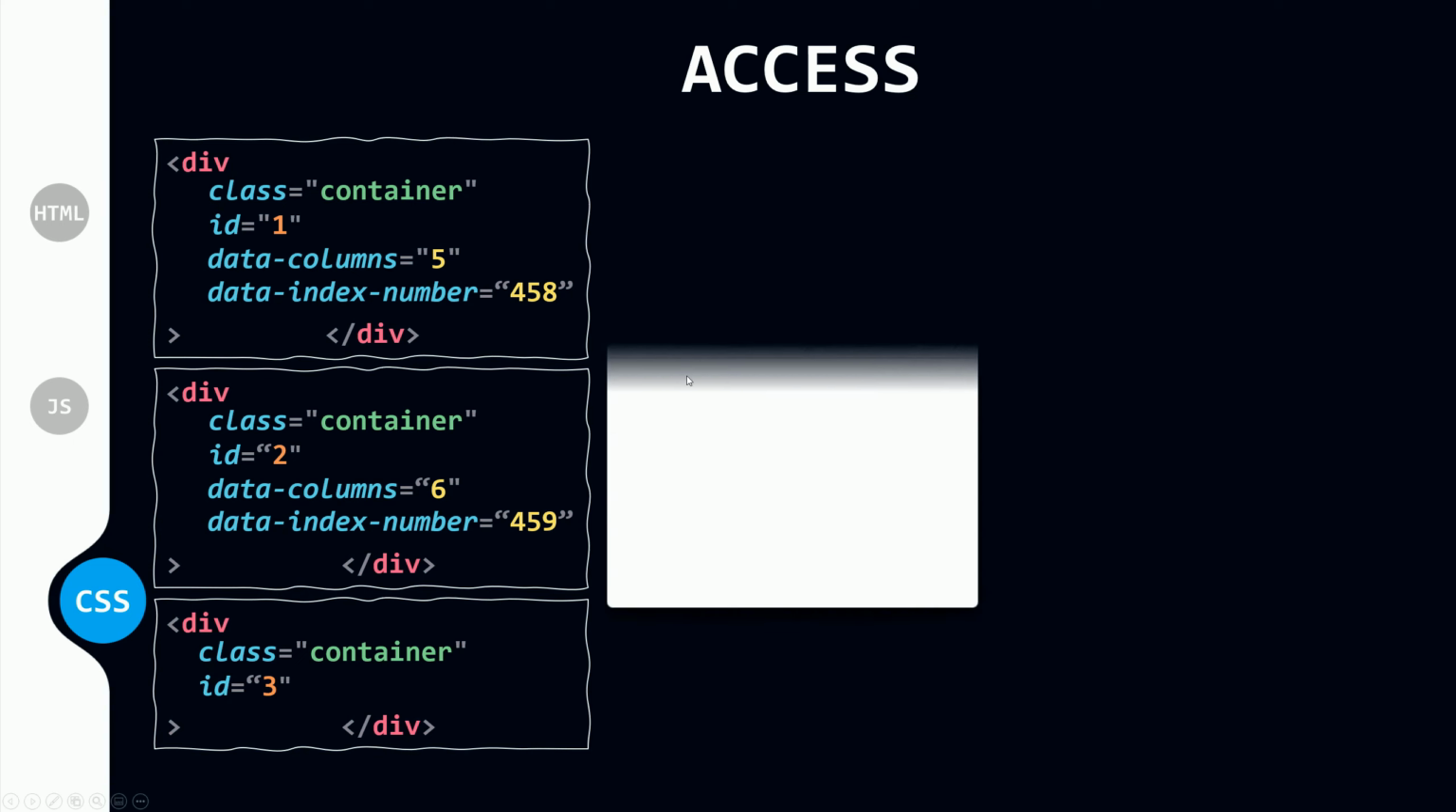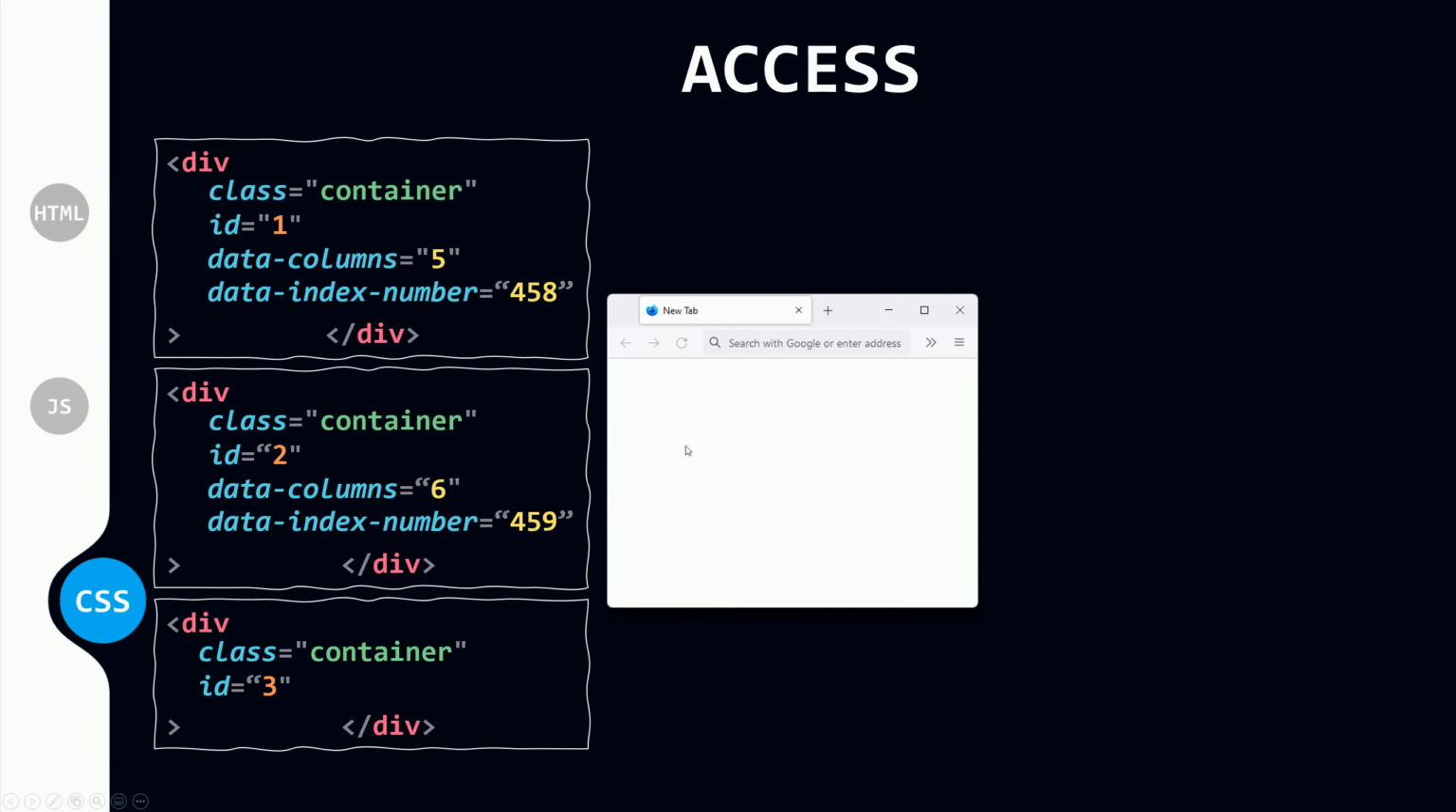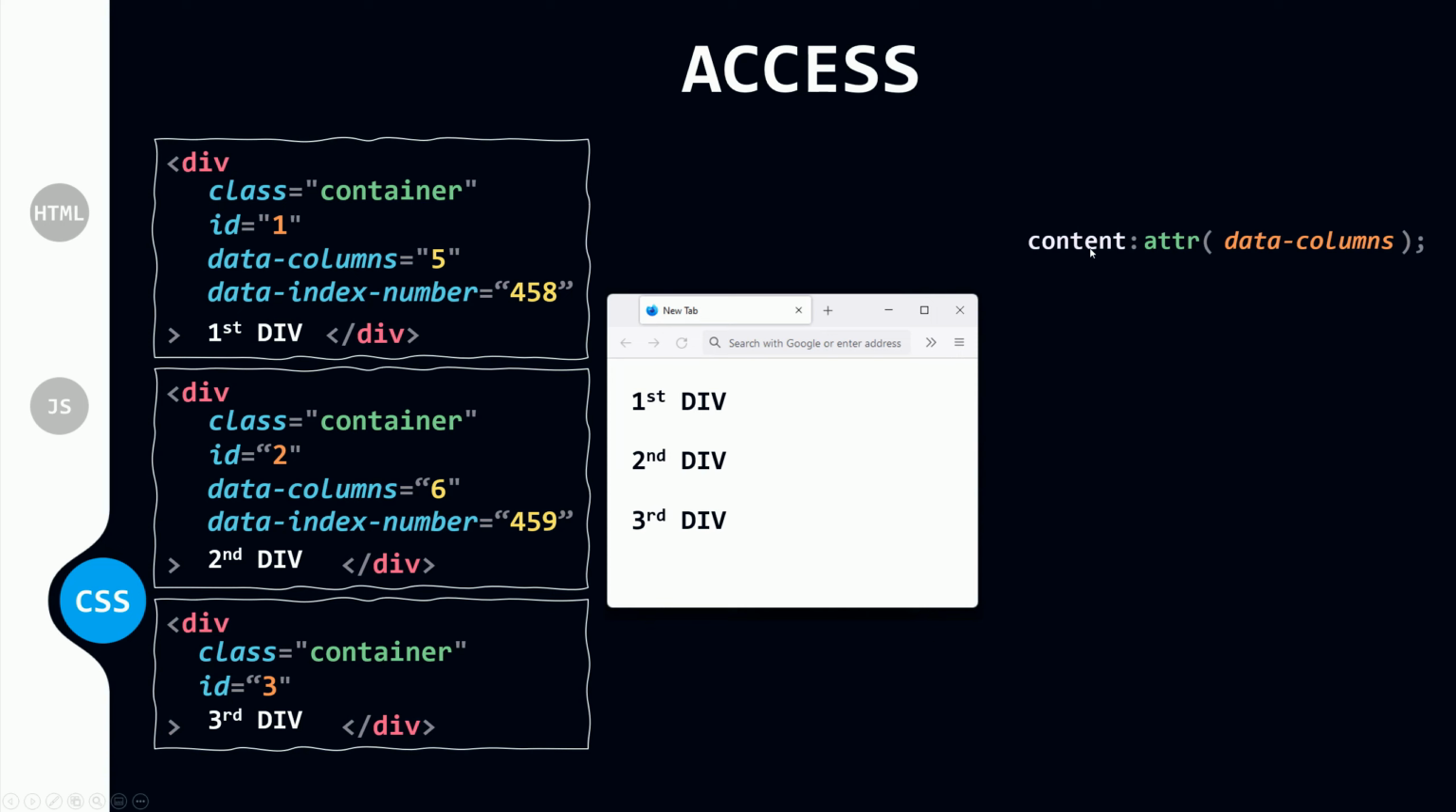Now if I open this in a web browser, I will see a blank page. So let's add some content here. Let's say first div, second div, and third div. Now to access these data attributes using CSS, you can use the built-in function attr, which stands for attribute. Then you need to pass in the full HTML name of the attribute. For example, let's say data-columns or data-index-number, ID, or class. I'm going to assign this to the property content.